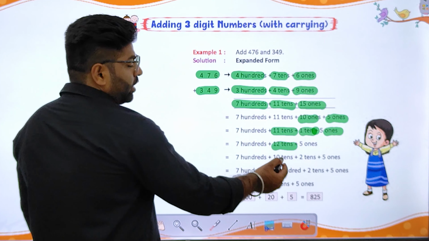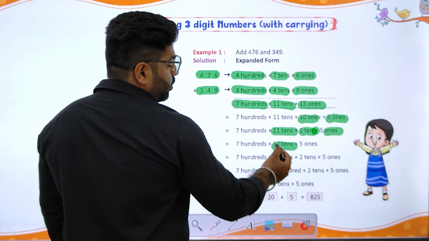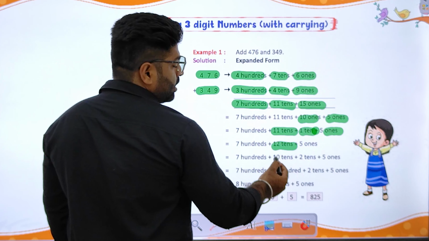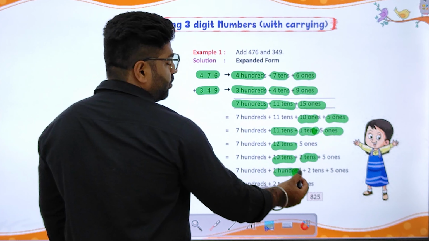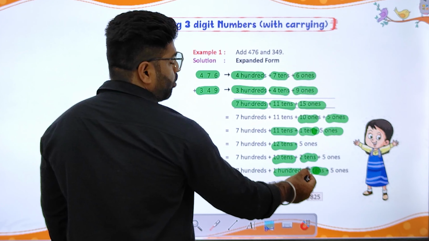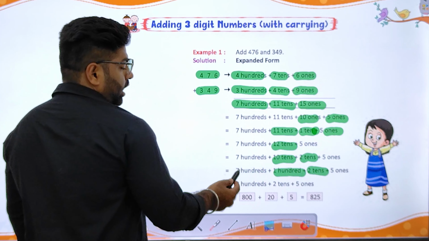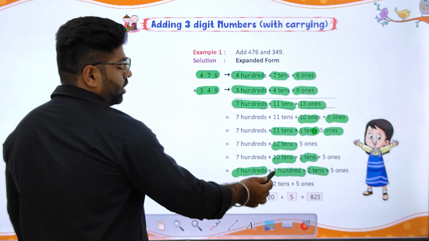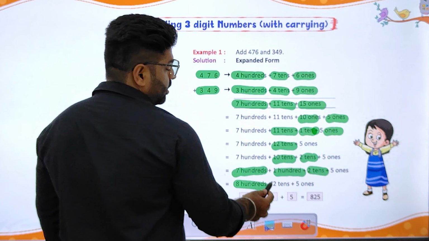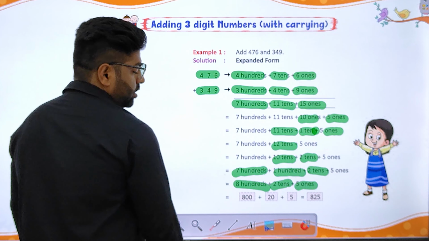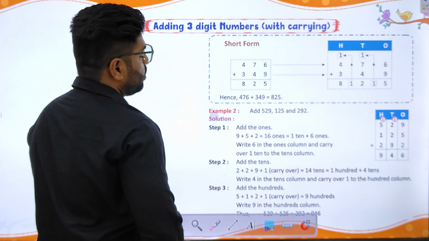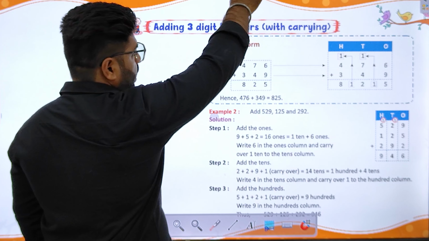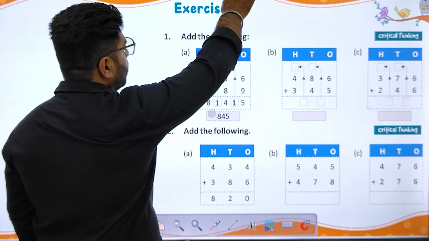Clear? After that, we are having 12 tens. So we break it into 10 tens and 2 tens. We know that 10 tens is equal to 100 and 2 tens is normal 2 tens. So here we are having 700 and 100. This is a total of 800, 2 tens and 5 ones. Clear? In this way, we are going to solve this. Okay, here we are having some examples for carrying.